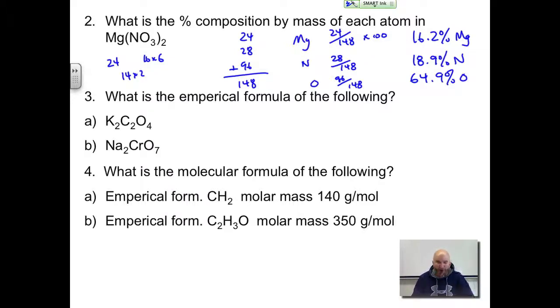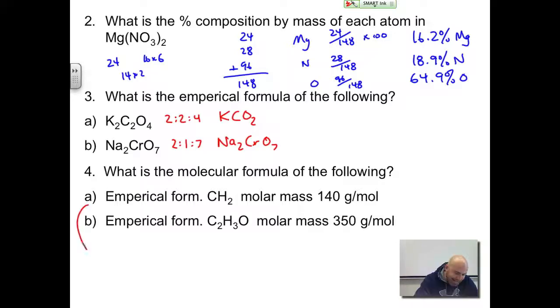Empirical formula for the following. This next question, well, this is a 2 to 2 to 4 ratio. We can simplify that to 1 to 1 to 2. So the empirical formula, KCO2. Simple enough. This one is a 2 to 1 to 7, which means it's already simplified. So, whoops, it's Na. It's going to remain the same. Same empirical formula.